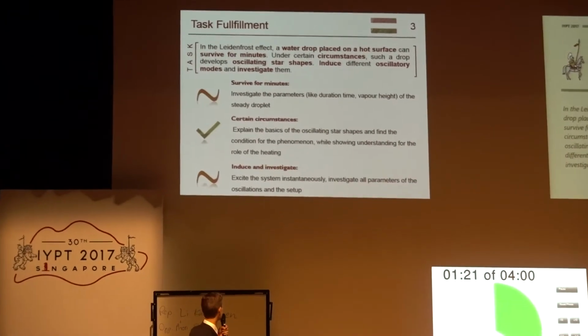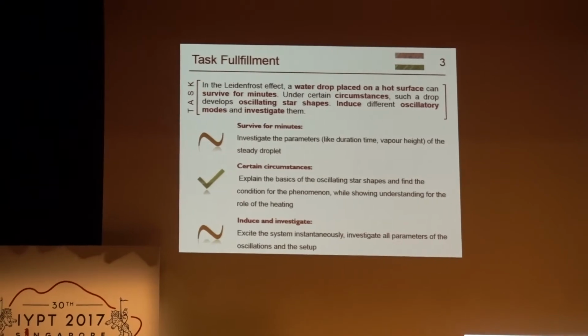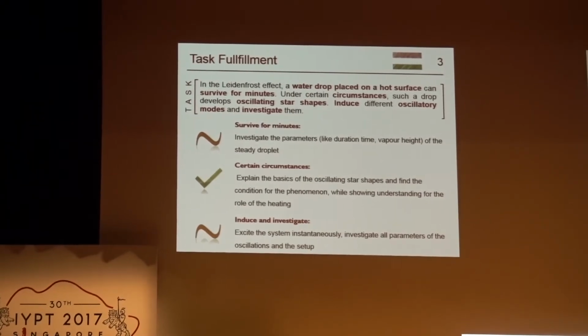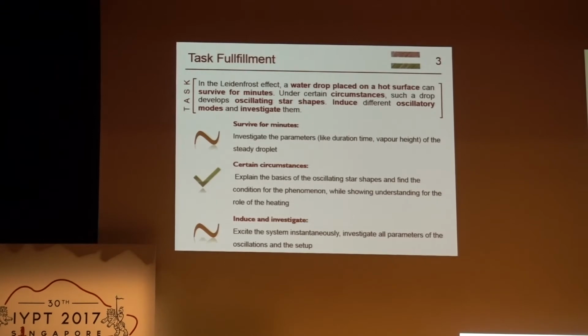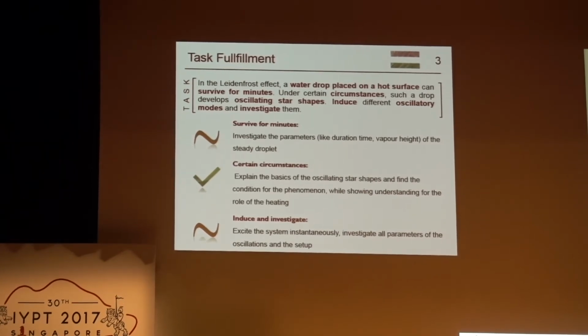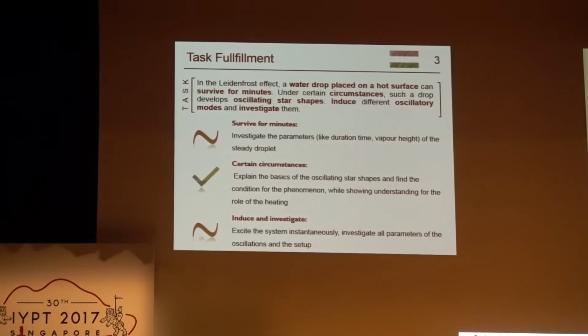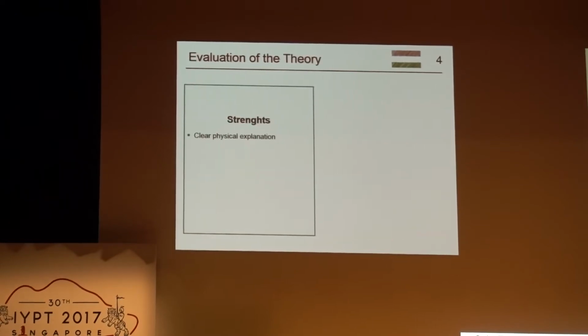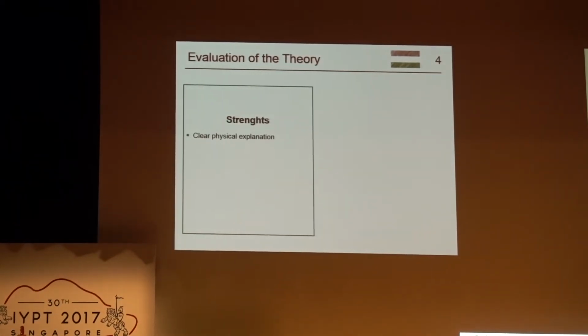So, about the problem statement, I should have expected that you say a few words about the case when the droplet is not oscillating, it's just on the plate, and why it happens, and then you should have induced this phenomenon, and I didn't really see that you put a droplet on the plate, it was not oscillating, but after that you induced the phenomenon, so I missed that. But I think that you defined the conditions for this phenomenon pretty well. So about the evaluation of the theory, I think it was a really good, clear physical explanation.